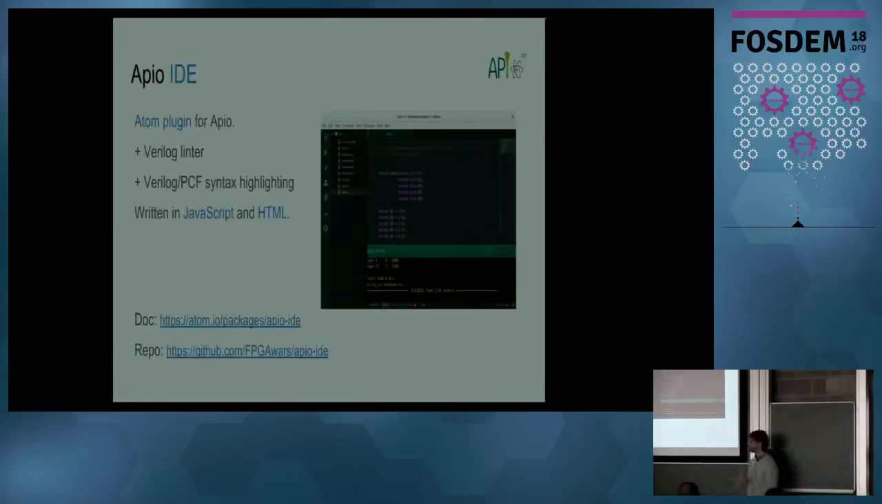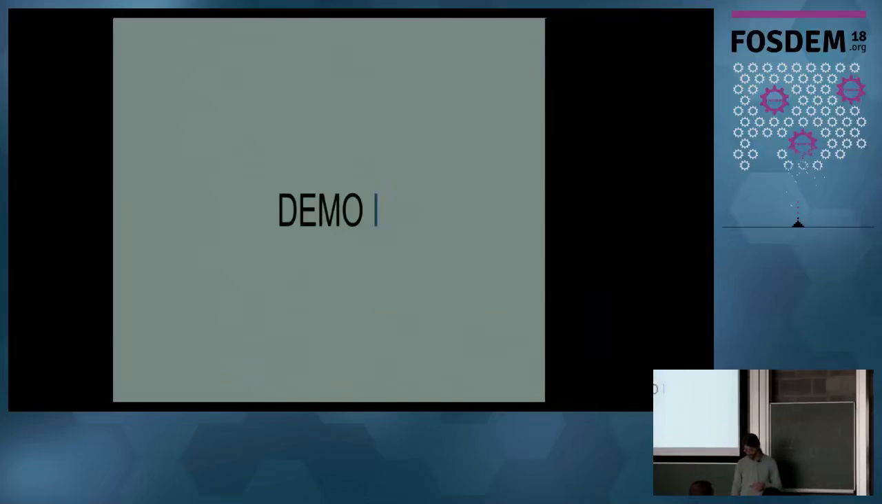Apio is an Atom plugin. It's a plugin for Atom. It also contains a Verilog linter and Verilog and PCF file syntax highlighting. So you can write your code, and then instead of typing the commands, you can press the buttons, and it's easy. So let's do a quick demo about that.